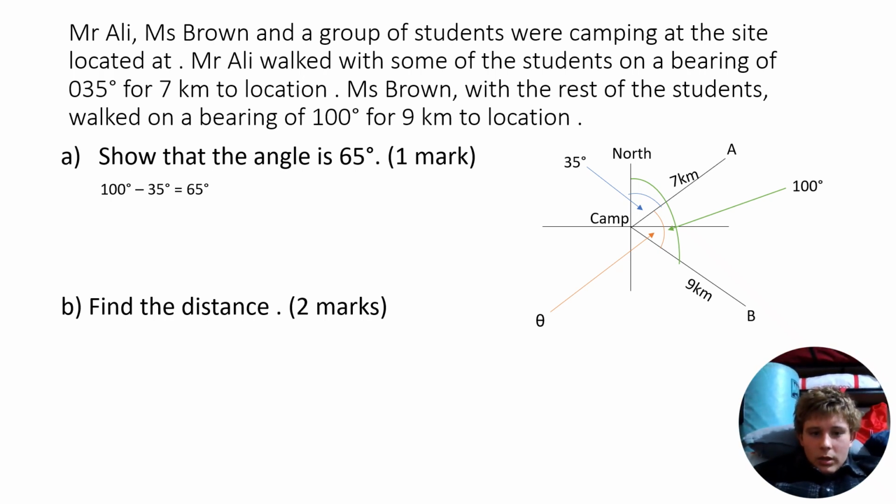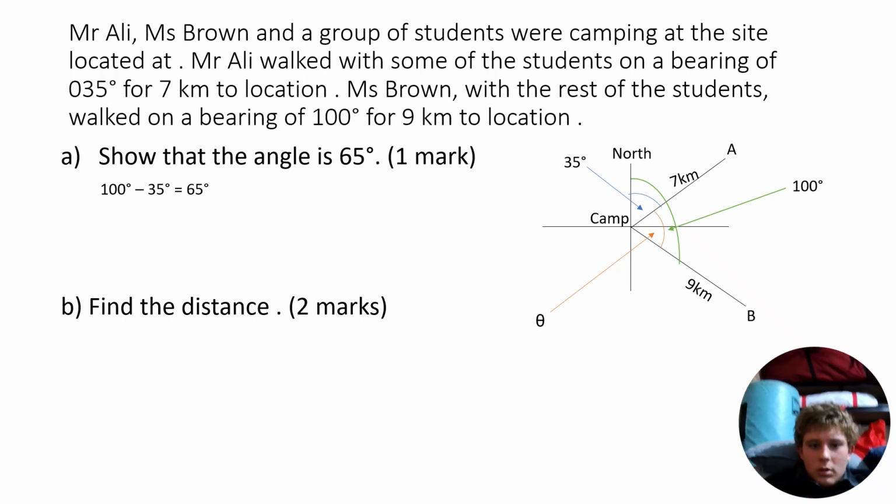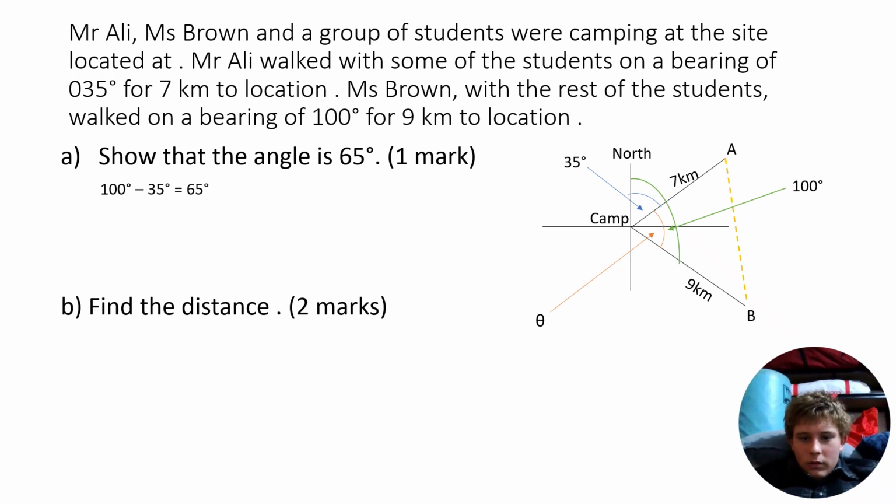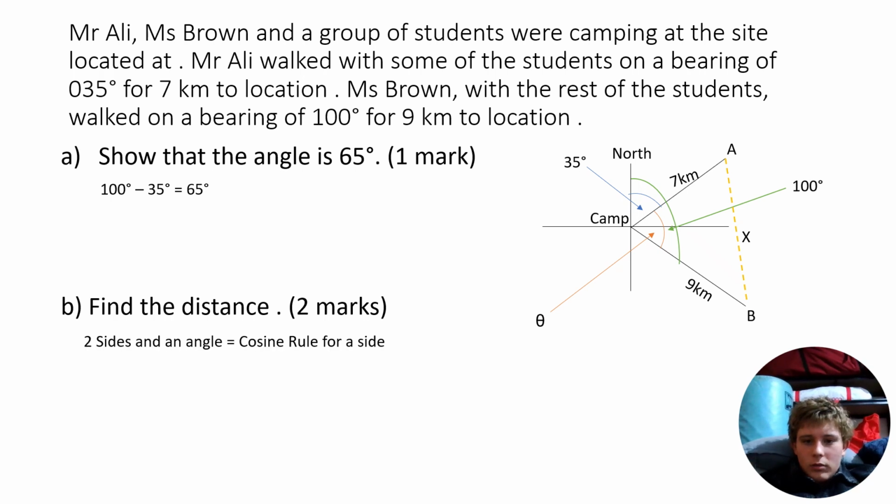As we know, Mr. Ali took a 7 km walk with his students, and Mrs. Brown took a 9 km walk with the other students. So we are now trying to find the distance between them, which is this line right here. Actually, it's more of a yellow line. But anyway, we're going to call it x.